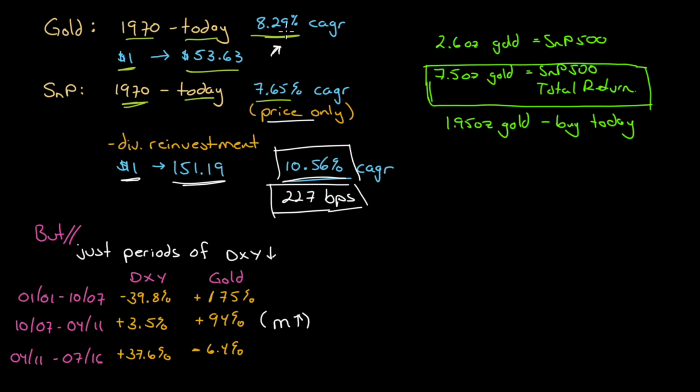When you're looking at buying gold, you're buying it through proxies, which are going to have management fees or storage costs associated with it. That's not in the 8.29. On a total return basis, equities over the long term have outperformed gold: 10.56% compounded annual growth rate versus 8.29 for gold over the same period of time.